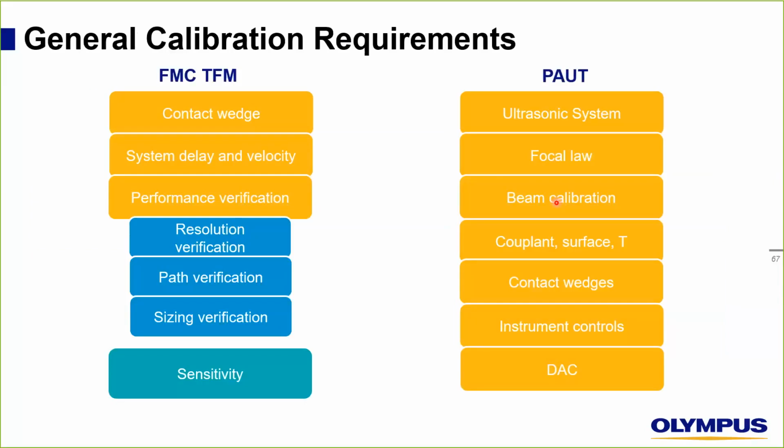Now let's move to another topic, which is the general calibration requirements. So here I put just the phase array ones as a comparison, not to really go through, just to have an idea how it changed from phase array to FMC TFM. So here the blue ones, since they are part of performance verification, are the ones that we will discuss in the next sections. But just to have an idea, we have a contact wedge verification, system delay and velocity verification, and performance verification that includes resolution verification, path verification, and sizing verification. And as in phase array, the code inputs the DAC inside the general calibration requirement. So here I just put the sensitivity apart because it's not included in this paragraph, but I put it just to have the same comparison with phase array.